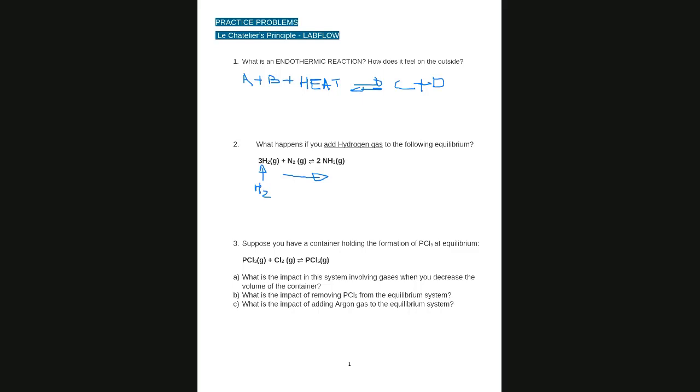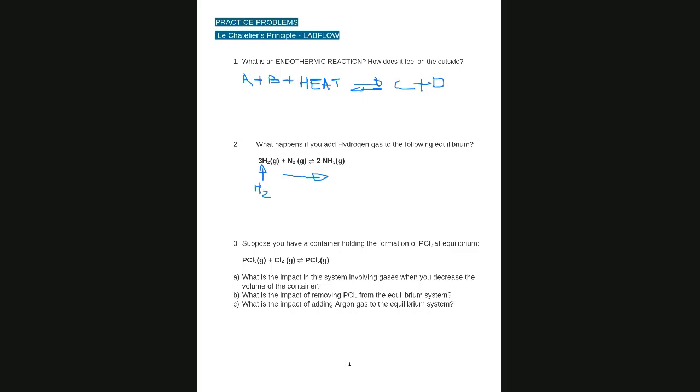We are going to the next question, and we are going to talk about pressure. But for now, if you add any reactant, it's going to shift to the product. If you add a product, it's going to shift to the reactant. So let's look at the next example.